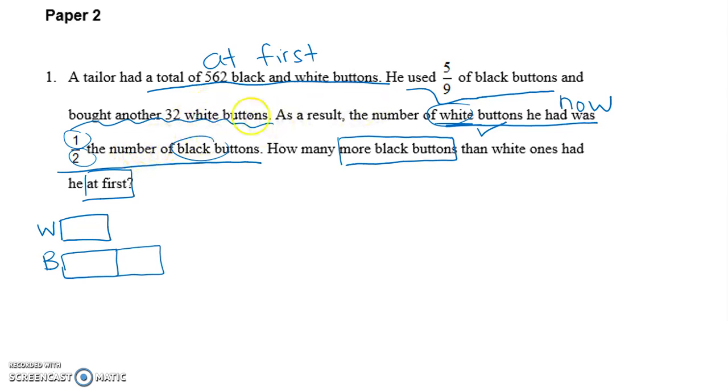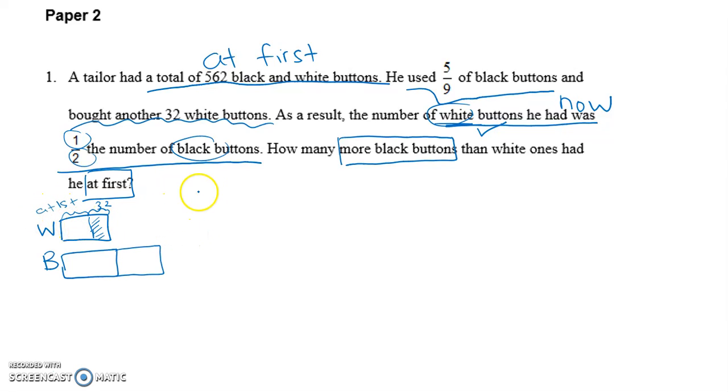Next, we know that he bought another 32. Before that, before it became a half, we know that he bought 32 white buttons. So maybe somewhere around here was 32 because he bought, right? So somewhere around here. So this one is the at first. Following? This one is the at first. Sorry, at first.